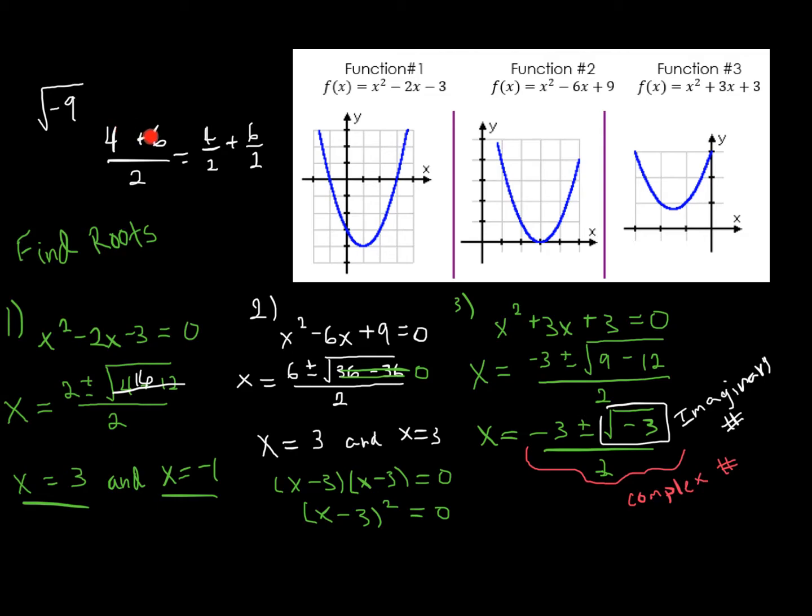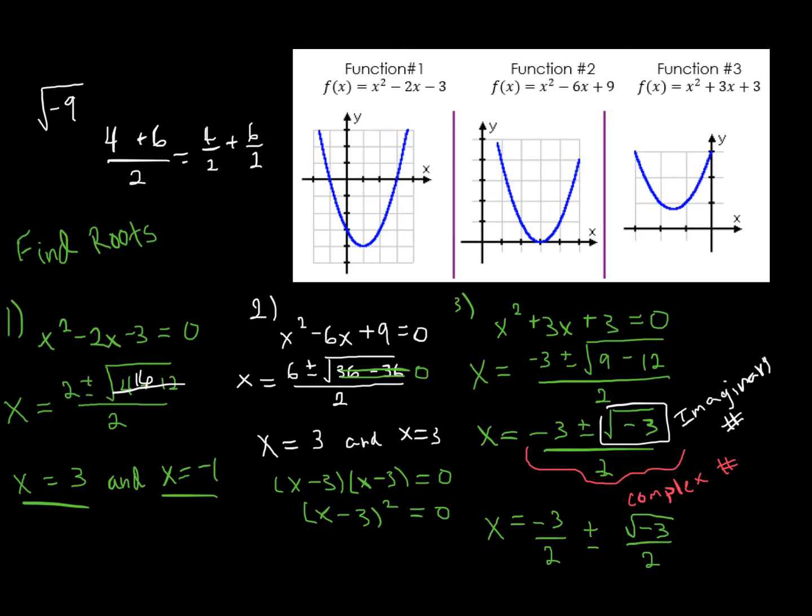So 4 plus 6 is 10, over 2 is 5, and 4 over 2 is 2, 6 over 2 is 3, 2 plus 3 is 5. Another way to make sure that this is correct is notice that these have a common denominator, so you're adding the numerators and keeping the denominator the same, which is exactly what we've done here. So we're going to rewrite this solution as x equals negative 3 over 2 plus or minus, we're going to do both, of the square root of negative 3 also over 2.